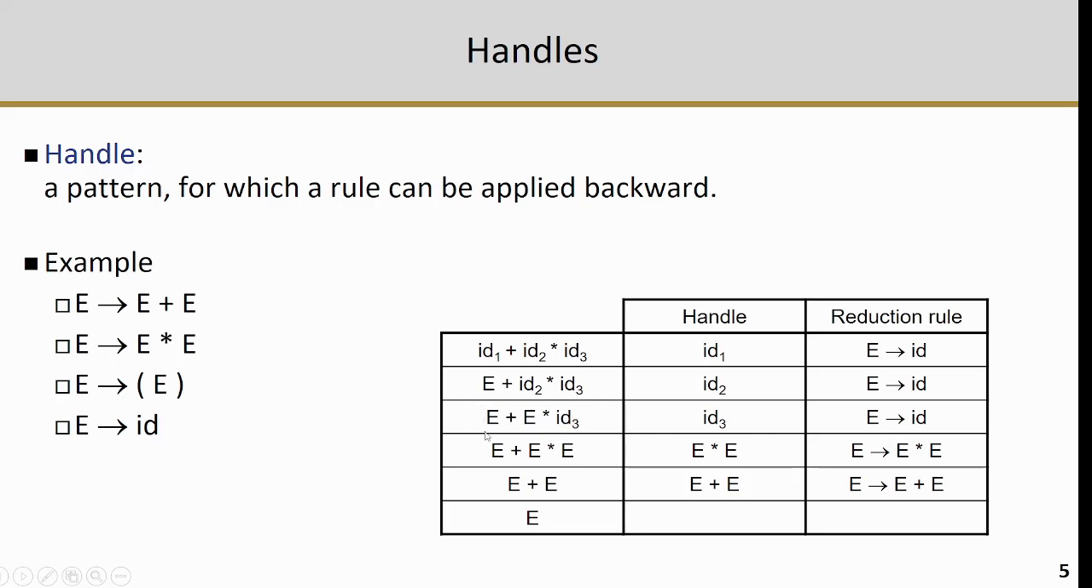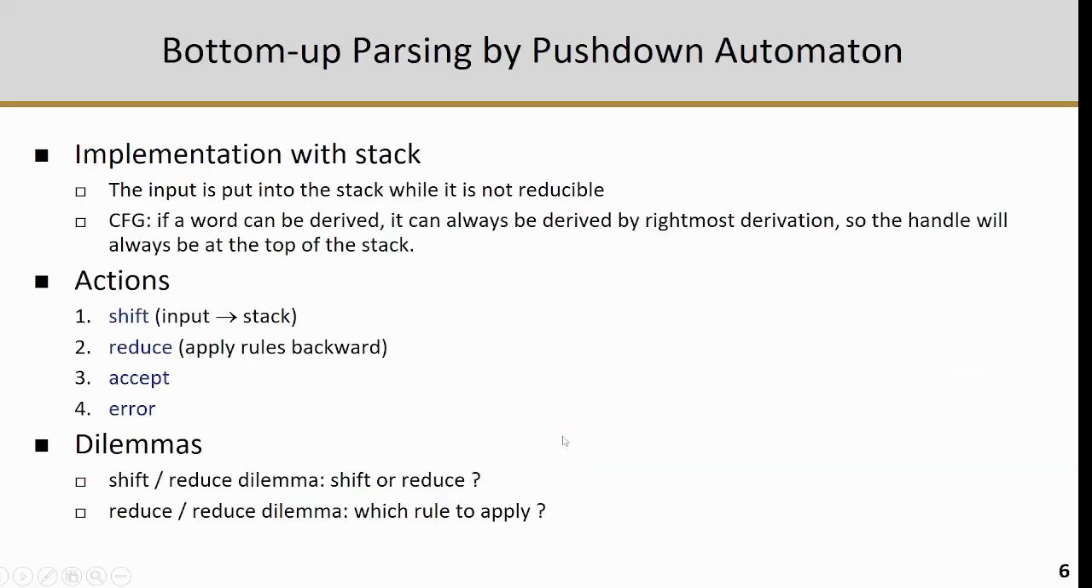As you can see, in the third step, it is not easy to decide whether we should reduce by E to id or by E to E plus E, because we have the opportunity for both. And here we have E plus E multiplied by E, where we could reduce by E plus E or by E multiplied by E. Let's see the second case, where E multiplied by E is reduced to a single E, and then E plus E is reduced to E. As you can see, sometimes we have to take into account more than one symbol from the input, and sometimes it is not easy to decide which of the derivation rules is to be applied.